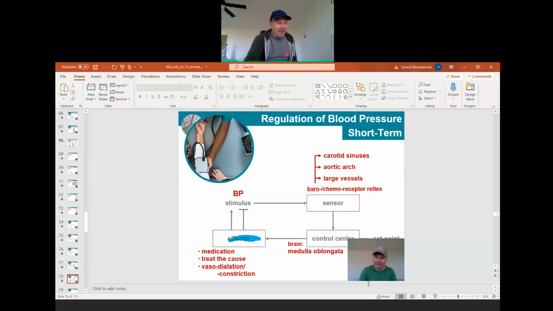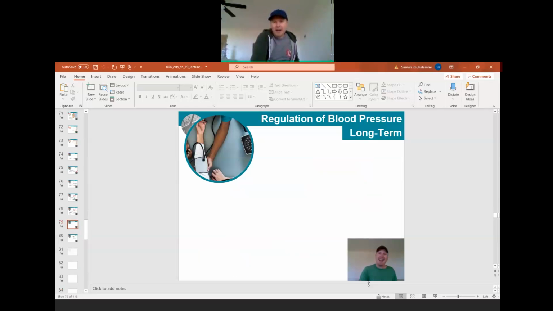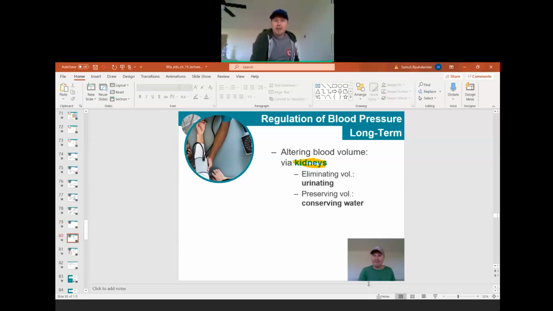And what we do, we can act. An effector can be through various different ways. It can be through medication. It can be to treat the cause. We can also do vasodilation or constriction depending on whether it's too high or too low. So you see how the homeostatic mechanism loop becomes useful in explaining complex concepts in biology. And if you feel that this went too fast, again, I explained this more in full in our full lecture videos that you can find on the lecture materials.